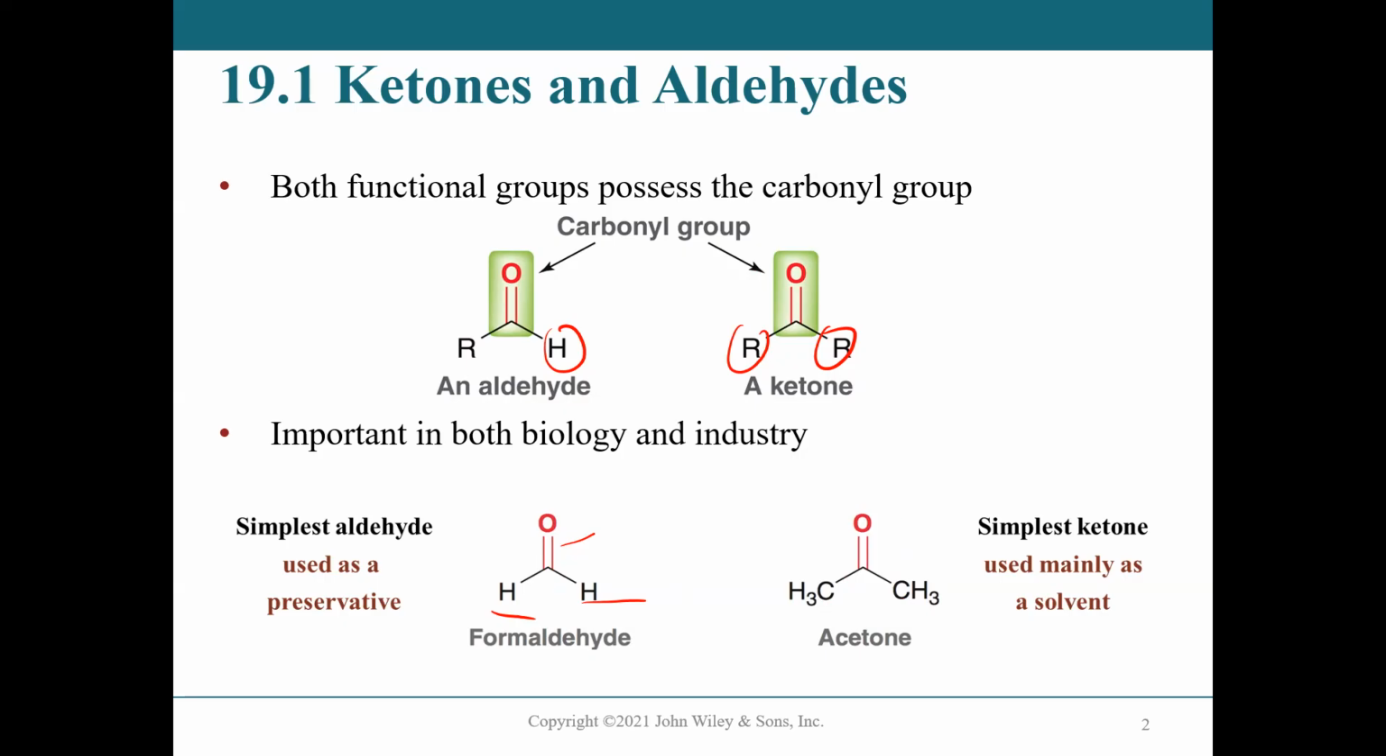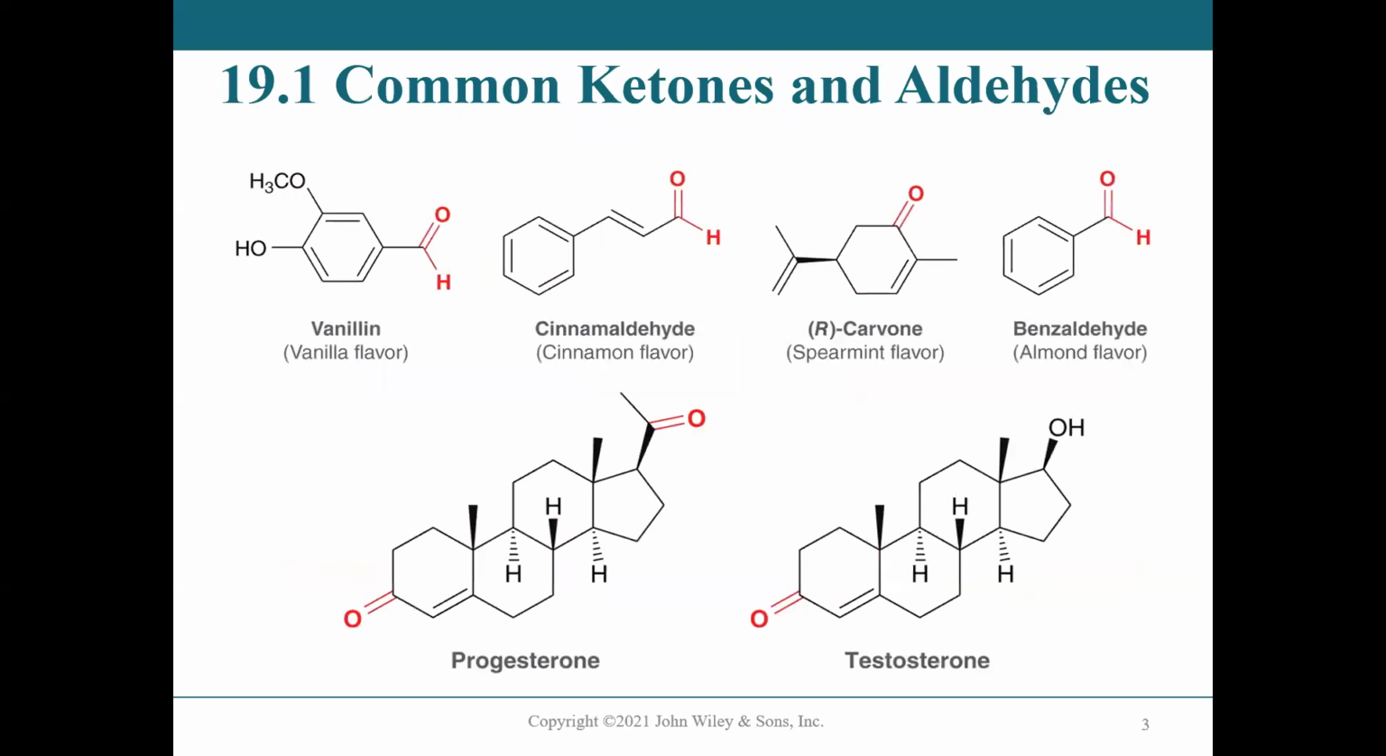There's a bunch of different aldehydes and ketones as products that we see, such as vanillin. That gives us our vanilla flavor. To extract the vanillin from the vanilla bean, you have to use ethanol. You have cinnamaldehyde, carvone, which gives us our spearmint flavor, and benzaldehyde, which is an almond flavor.